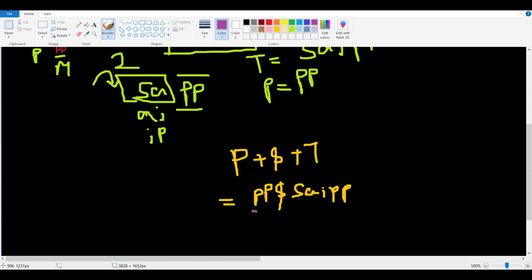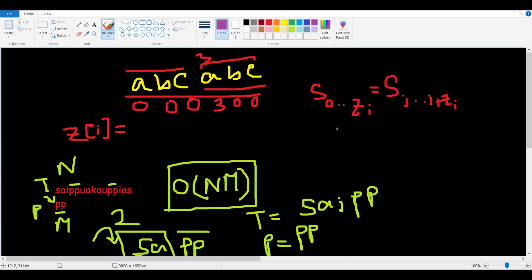Now let's compute the value of zi for each and every index. So z of 0 will obviously be 0. Now this is matching with this p, so z1 value will be 1. I have already explained what zi is. Let me repeat again. zi means that starting from index i, s of 0 to zi should match with s of i to zi. Among all such values, zi should be maximum.